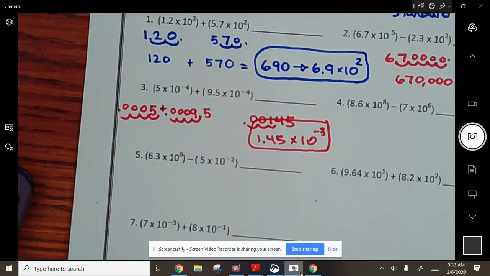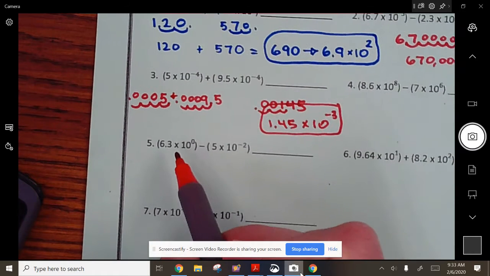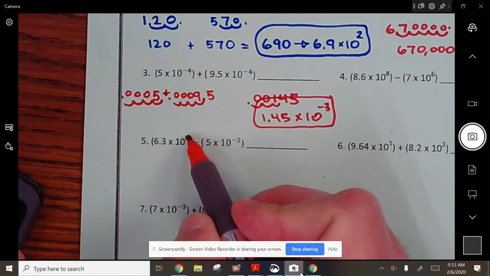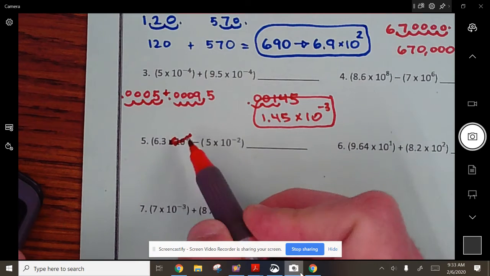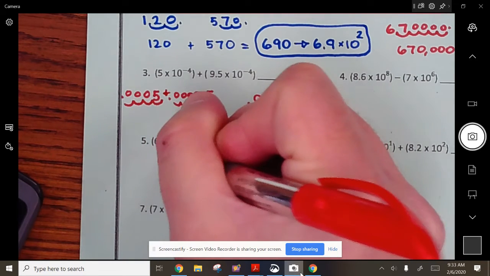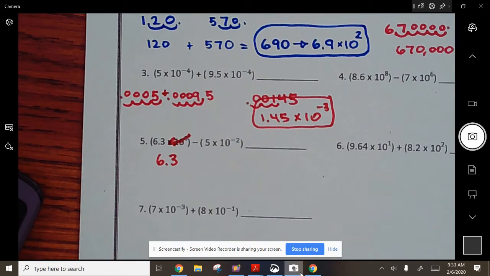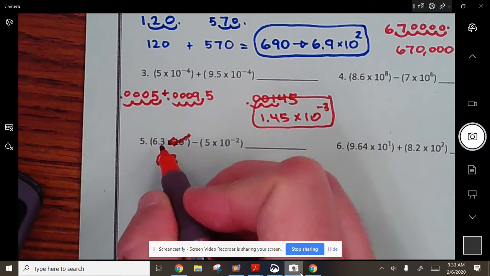I will tell you right now, this 10 to the 0, we didn't really talk about it. All it means is it's canceled out. Nothing's there. So your answer is just going to be 6.3. That's all it means. The 0 just cancels out the 10. It doesn't do anything to the 6.3. That just stays the same.